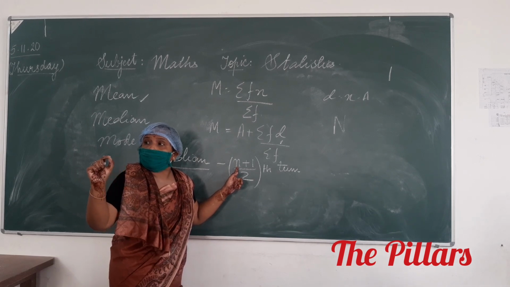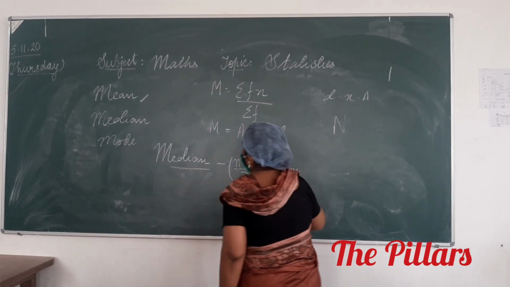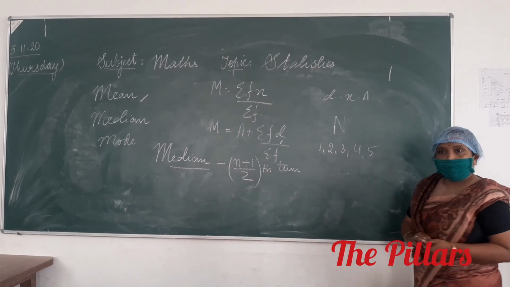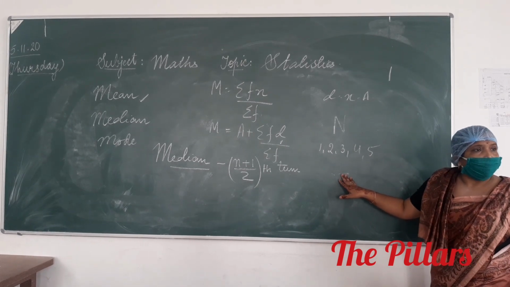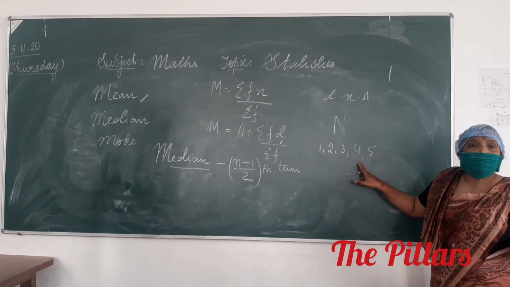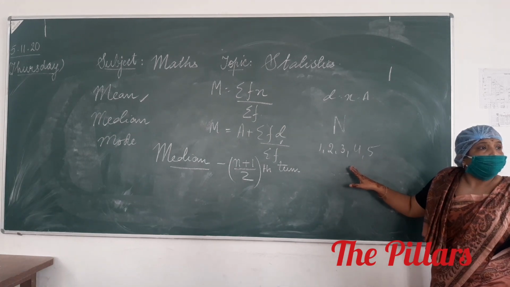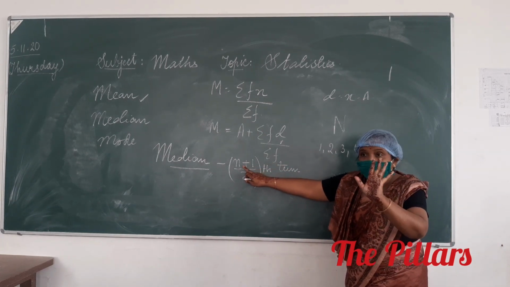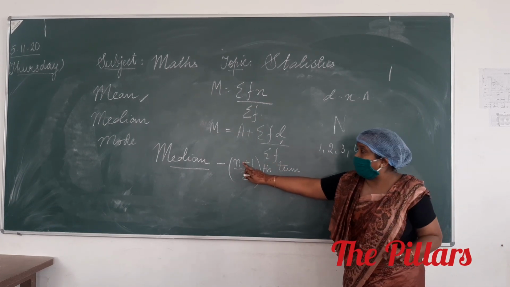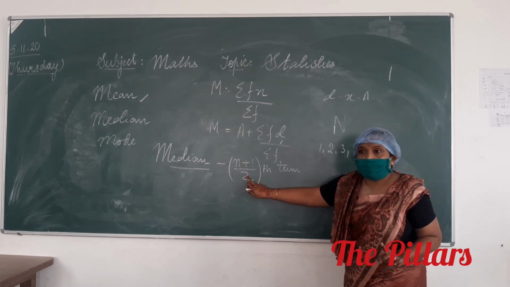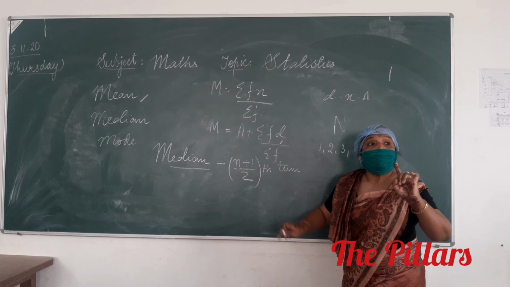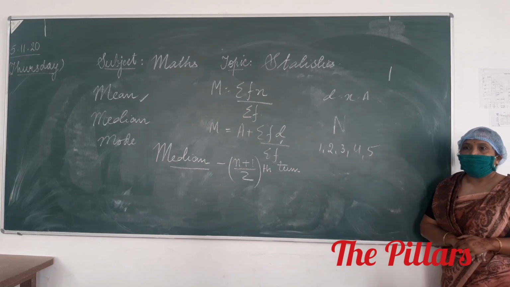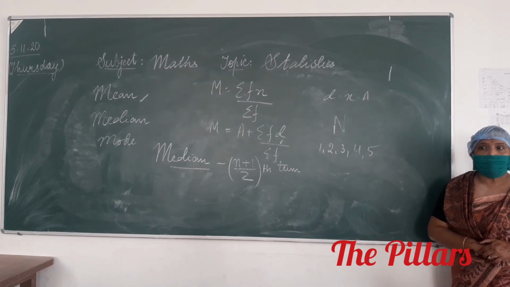Yesterday I took an example also. Suppose you have these observations: 1, 2, 3, 4 and 5. How many observations are there? 5, odd in number. What will be the value of n? 5. So which one will be your median? 5 plus 1 by 2, that means 6 by 2, the third term. Which one is the third term? 1, 2, 3. So the answer is 3. Did you understand, Shanvi?